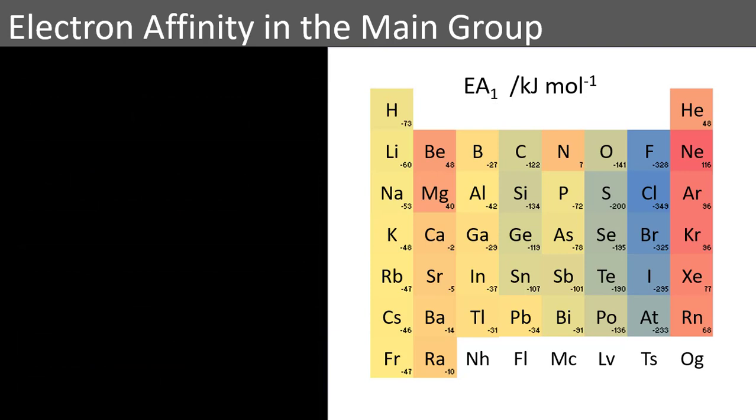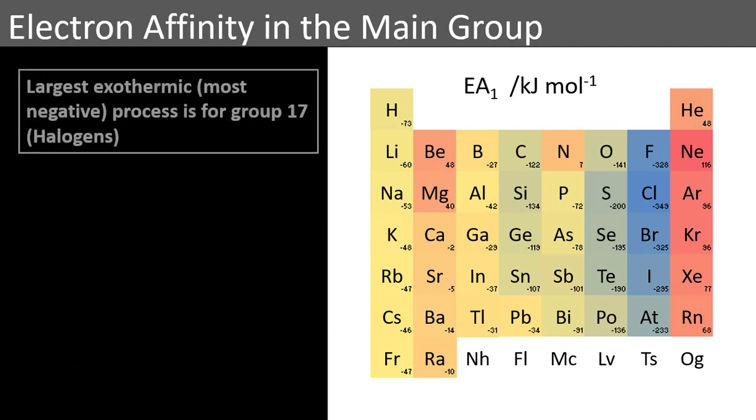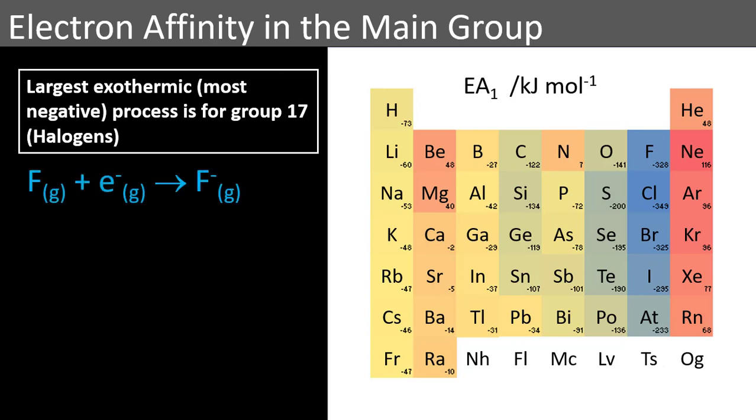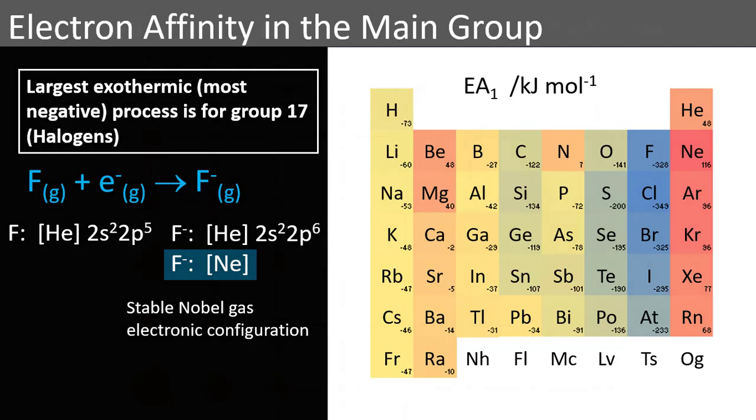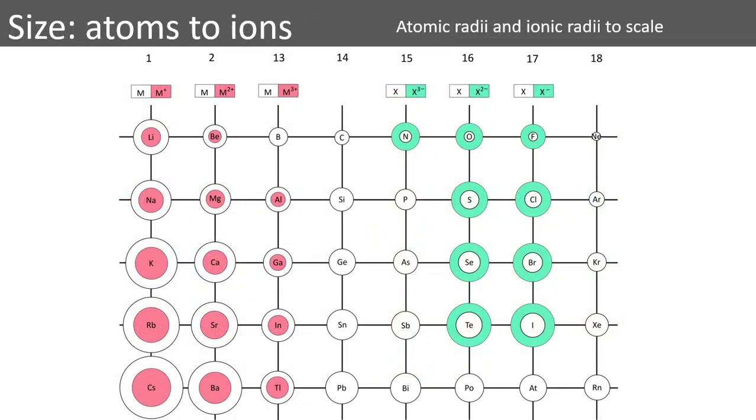So for the most exothermic reactions, the most favourable elements are the halogens. And if we think of the process in terms of the electron configuration of a neutral atom and the negative anion, we can see that it is the formation of a stable noble gas electronic configuration that drives the reaction. Adding in one electron, the anion becomes significantly bigger than the neutral species.